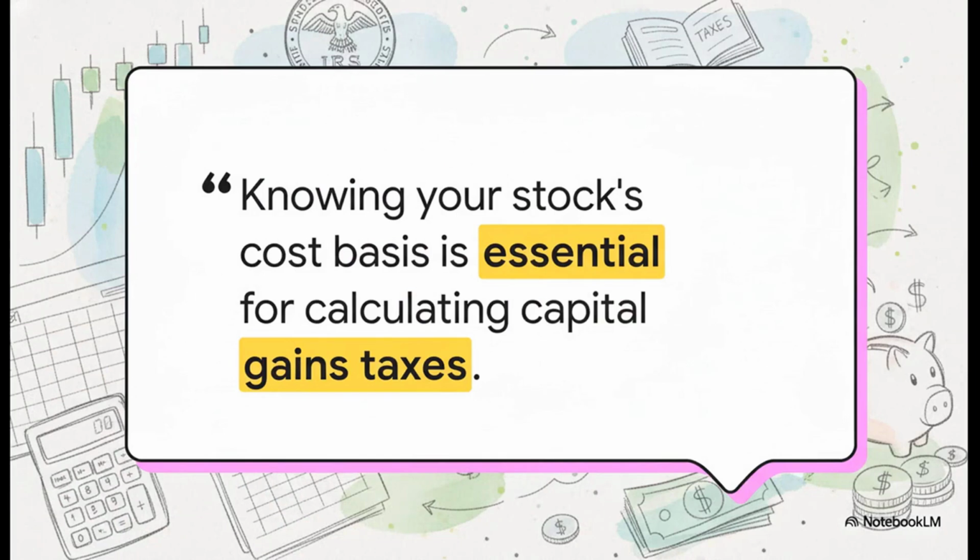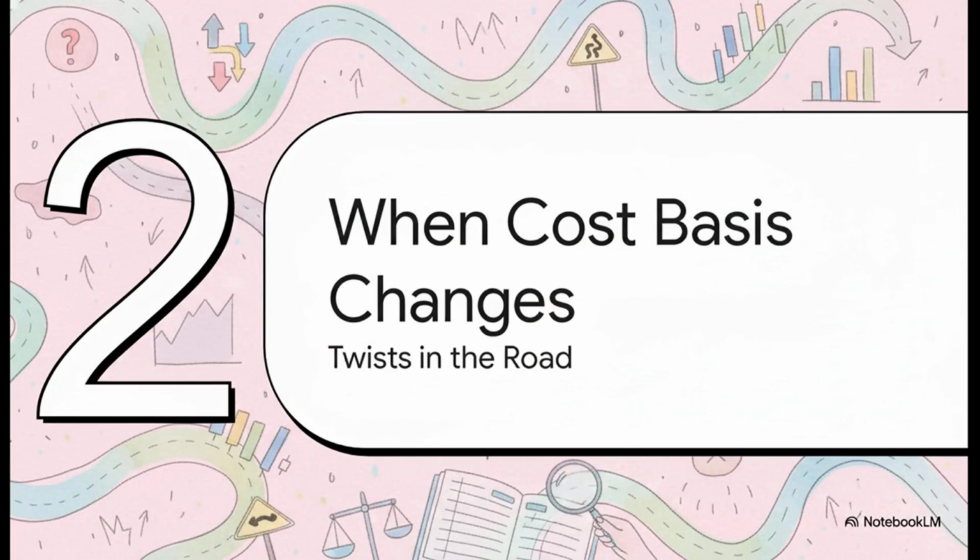And why do we care so much about this $10 number? Because this is the starting line as far as the IRS is concerned. When you go to sell, your taxable gain isn't the total sale price. No, it's the sale price minus this cost basis. Without this number, you are flying completely blind at tax time. It is absolutely fundamental.